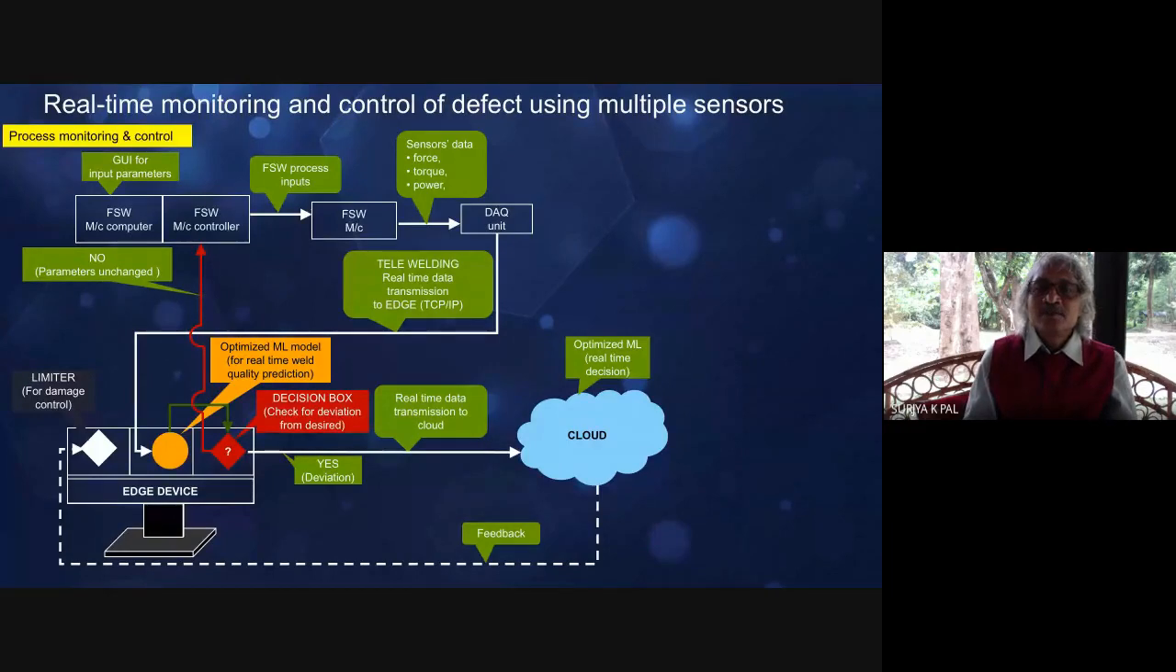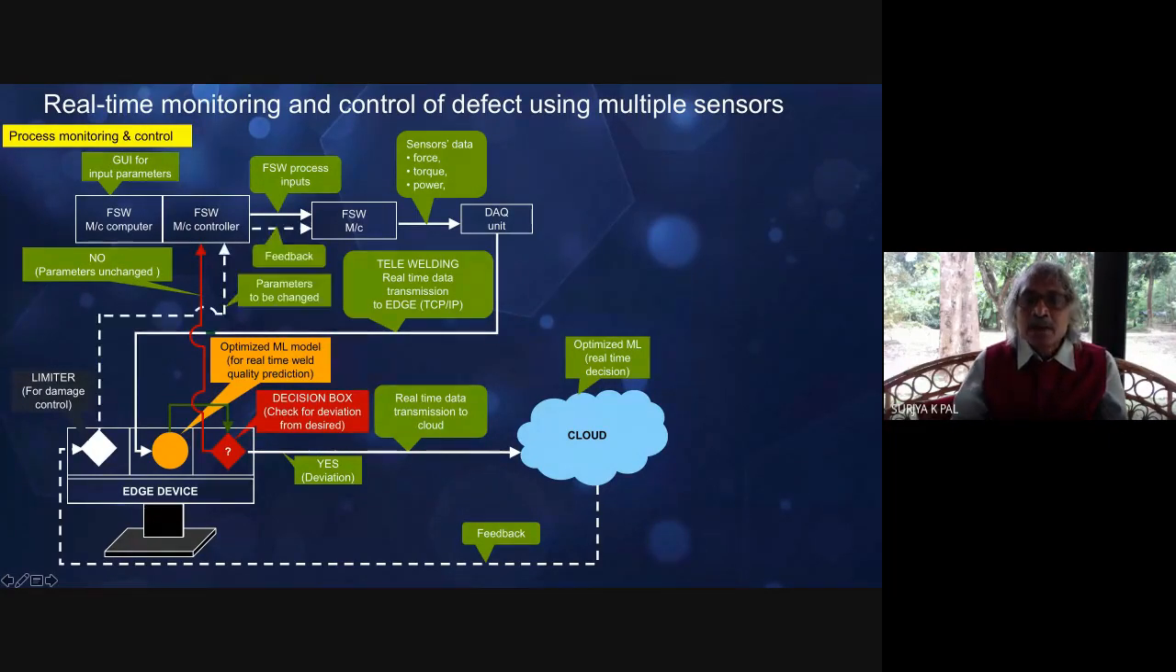So that's why whatever sensor data we are getting, whether force, torque, or power, we are initially sending it to the edge device, and we analyze the process quality there itself. If we find that a deviation is there and any change is needed, then we send it to the cloud. Now, how much will be the correction factor? That decision is taken by the optimized ML algorithms placed at the cloud, which send the feedback back to the system itself. So this is based on multiple sensors.